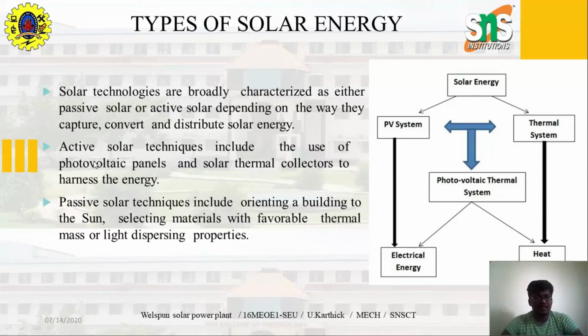So listen, active is nothing but the use of photovoltaic panels and solar thermal collectors to harness the energy. So it is an active method. Another one is the passive method. In the passive method, we orient the building to the sun, selecting materials which have favorable thermal mass or light dispersing properties. This is the active and passive building. So the solar panel, PV panels come under active solar, right?